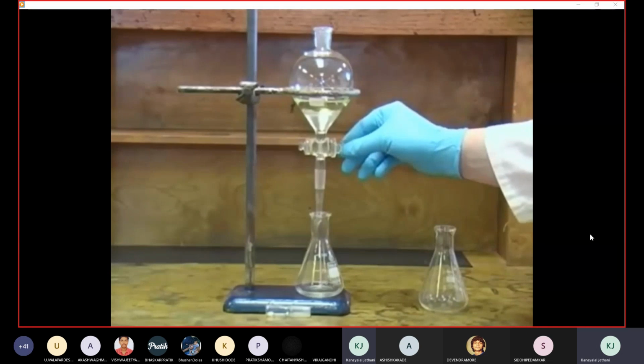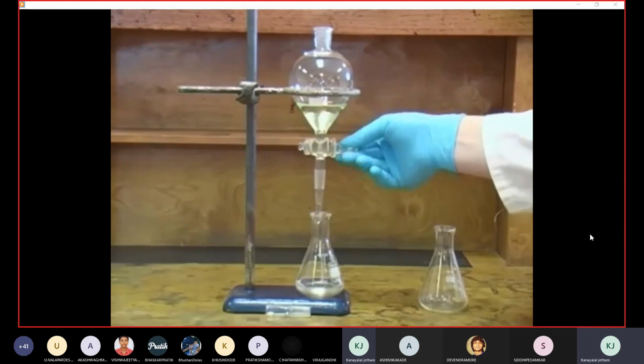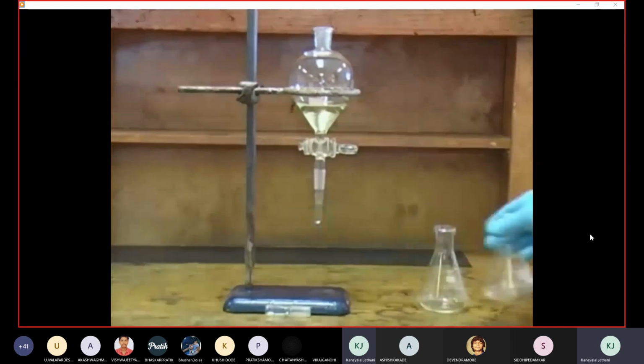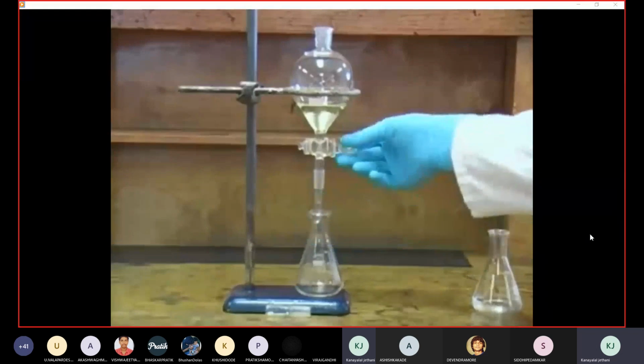You should watch patiently as the interface between the two layers moves towards the tap so you are able to stop the flow once all of the lower layer has been removed. Remember that in this case, the lower layer was the aqueous layer. Now you can remove this flask and place a second clean conical flask under the separating funnel to collect the upper layer.